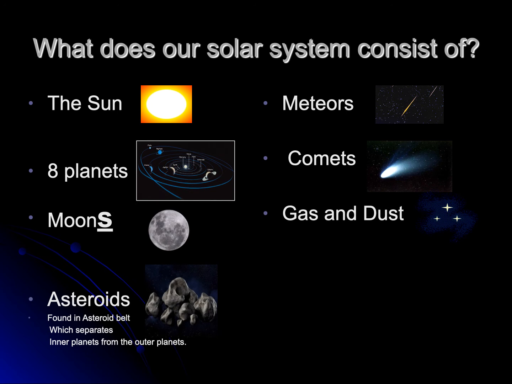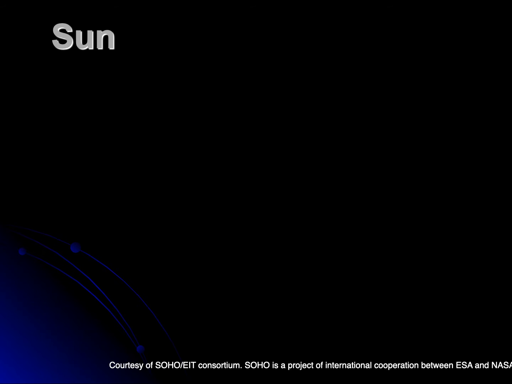We have gas and dust that make up the solar system. And last but not least is empty space. The major thing that the solar system consists of the most is empty space. There's a reason why we call it space: because it's mostly filled with nothing, the in-between. So we'll talk more about that. But these are the 8 major components of what makes up our solar system.